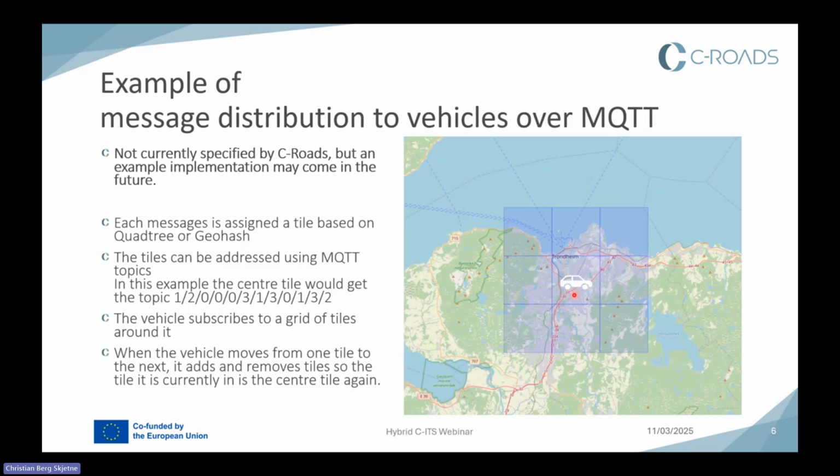And then finally, this is the topic structure that we chose for message distribution down to the vehicles. So you have a vehicle here in the middle. It subscribes to a 3x3 grid around the vehicle. And when the vehicle moves out of the central tile to, for instance, the tile on the right of it, the column of three tiles on the left will be unsubscribed from, and it will add a new set of 3 tiles to the right, which then means that the vehicle is again in the middle of a grid of 9 tiles. So it always has a bubble around it where it can get data.